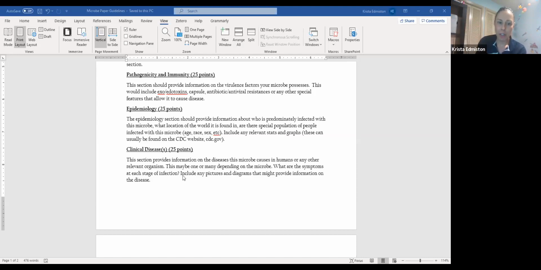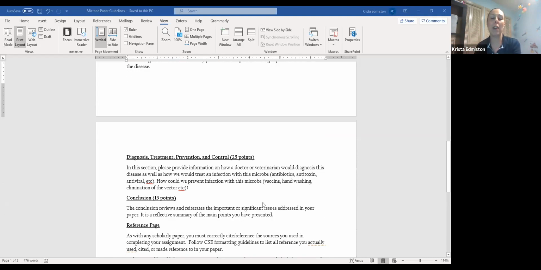Okay, so I put at the end of this, include any pictures and diagrams that might be helpful. Please, please, please, anybody who has an STD, no pictures of genitalia for me here. Thanks. You can use drawings, but we're good without any of the actual detailed pictures. Okay, that'd be great. Thanks. Okay.